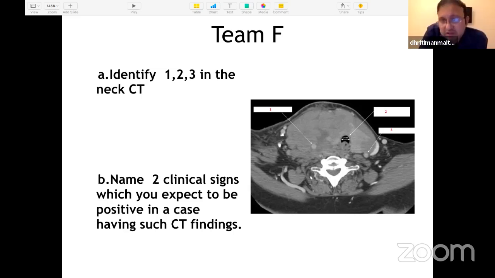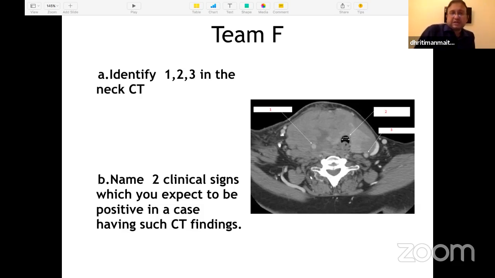Okay, 2 is trachea, 1 and 3 are the common carotids. And the clinical signs would be Kocher's test would be positive, or the patient will have Pemberton sign. And not Pemberton sign, Kocher's test will be positive, and because of involvement of the carotids, the patient will have Berry's sign positive. So should we give him 2, because he said that the structure marked 2 is trachea? So we'll give him 2 out of 10 for this.